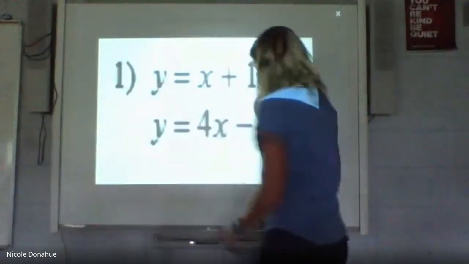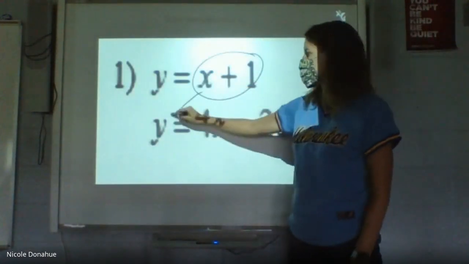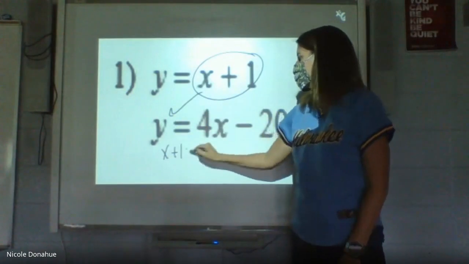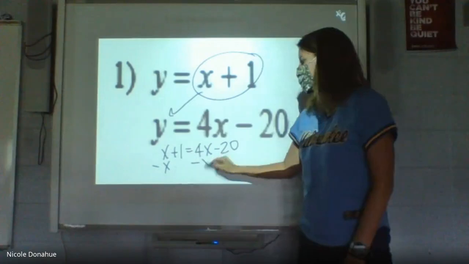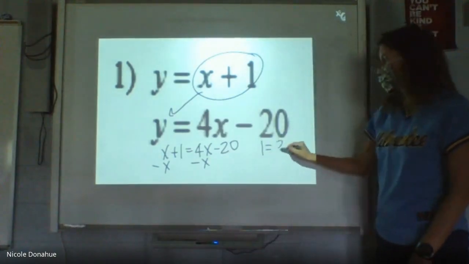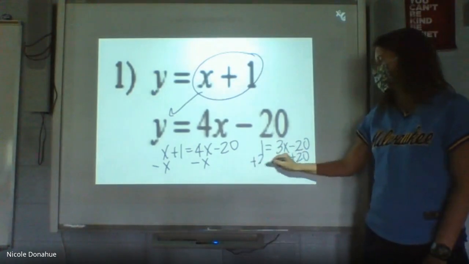Okay, guys, so in this one, you have to substitute this here. Then you move the x over, guys. And then you move the 20 over, so that's how we end up with 7.